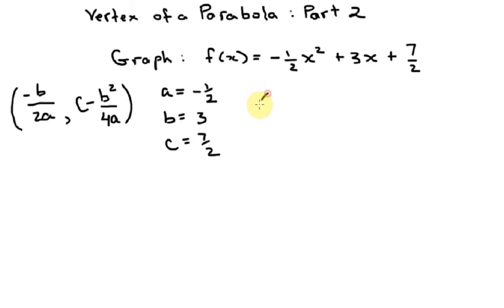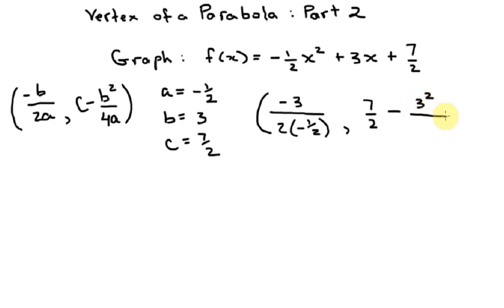So let's get started. We've got negative B, so that's negative 3, all over 2 times A. So that's 2 times negative 1/2. Okay, so that's the x component. And for the y component, we've got c, which is 7/2, and minus b squared, so that's 3 squared, all over 4 times a, and a is negative 1/2. Okay, so all I have to do now is work out where these exactly are.